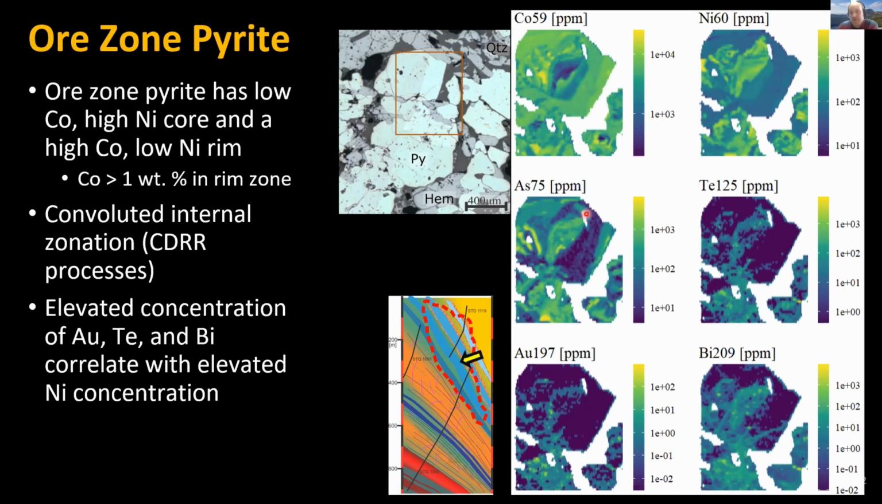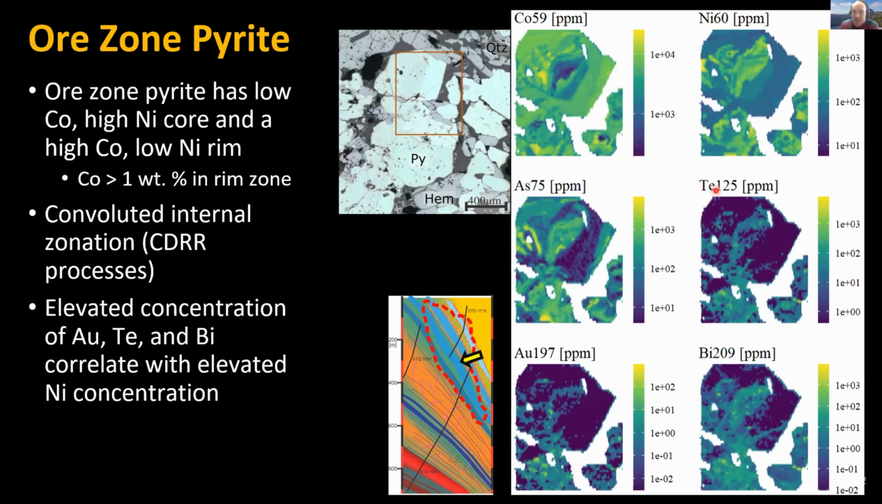And arsenic is somewhat correlated with nickel. Usually arsenic is often an indicator for decreasing temperature. And in this case, arsenic also correlates with gold and bismuth and tellurium. So again, what I saw earlier in the previous slide, that we have lots of gold tellurides in the system, is also shown in the pyrite. So the pyrite also shows that we have inclusions of gold tellurides in the pyrite.